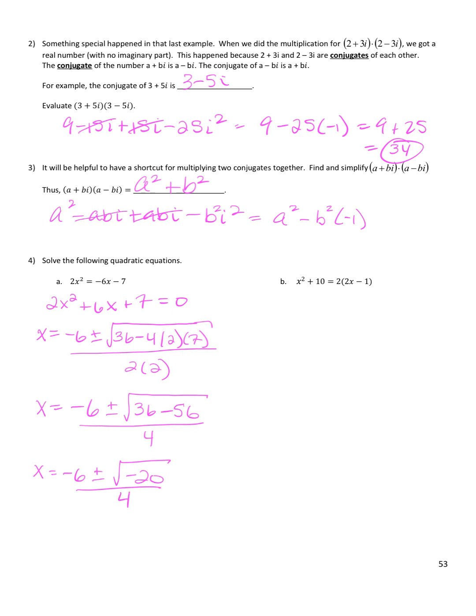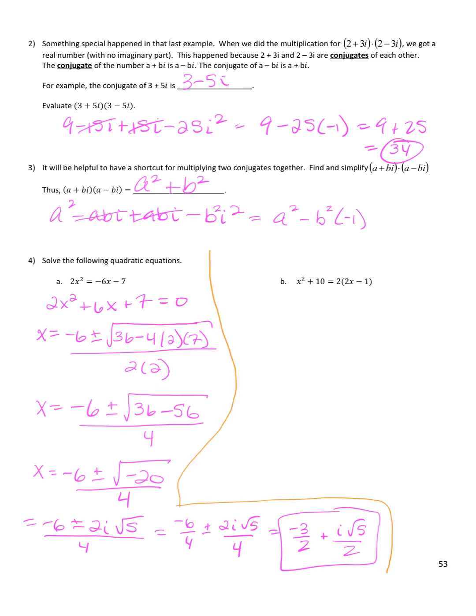Negative 20 can be reduced. We did it earlier in the lesson, and we got 2i root 5. So this is negative 6 plus or minus 2i root 5 over 4. Break it into two fractions, and we have negative 6 over 4 plus or minus 2i root 5 over 4. And then simplify each fraction. So I have negative 3 halves plus or minus i root 5 over 2.